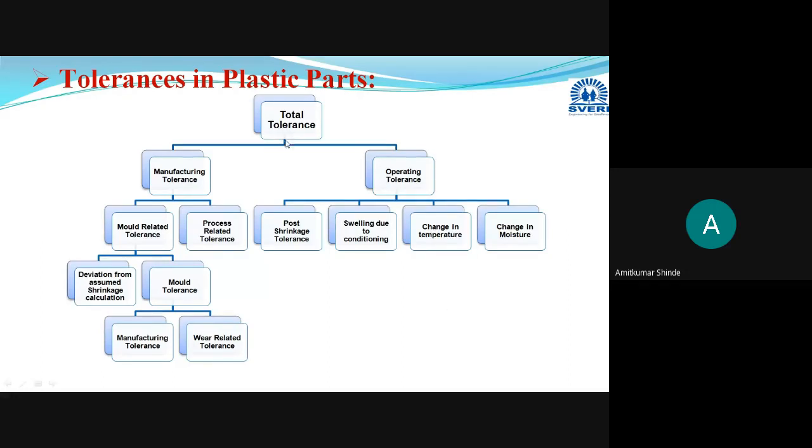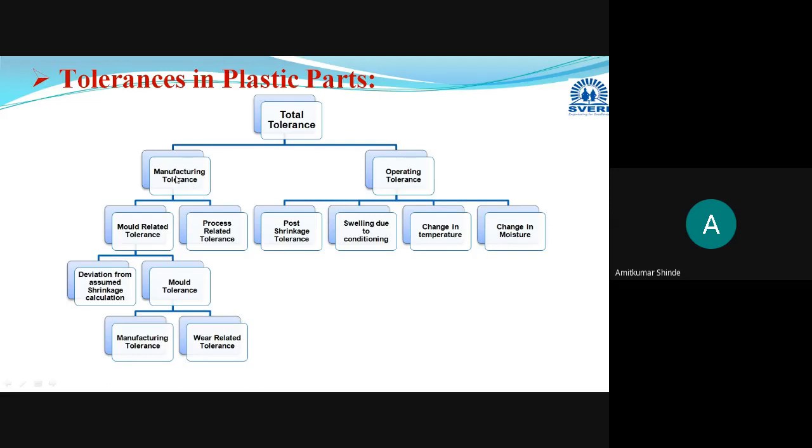Okay, I will repeat it again. While giving the total tolerance, you have to consider two types of tolerances: operating tolerance and manufacturing tolerance. In the operating tolerance, four factors you have to consider. That is the post shrinkage tolerance, then swelling due to the conditioning, change in the temperature, and change in the moisture. By studying these four factors, operating tolerance is provided for that particular material and for manufacturing that particular component.